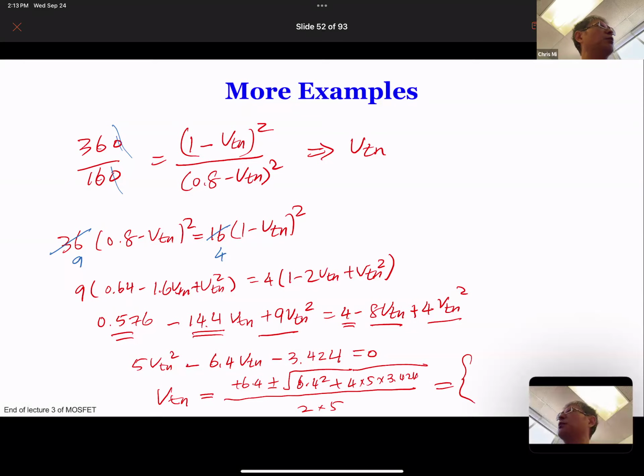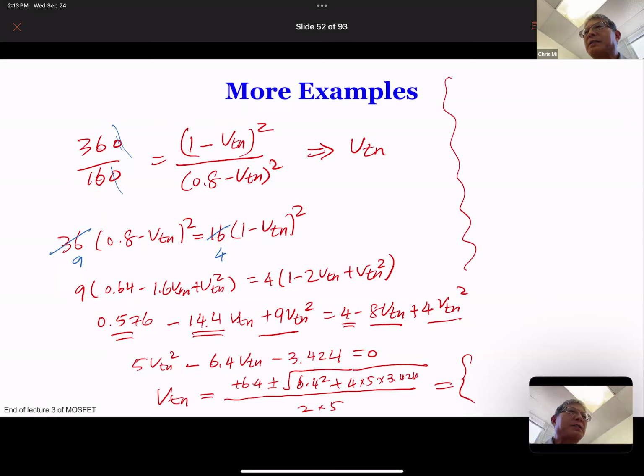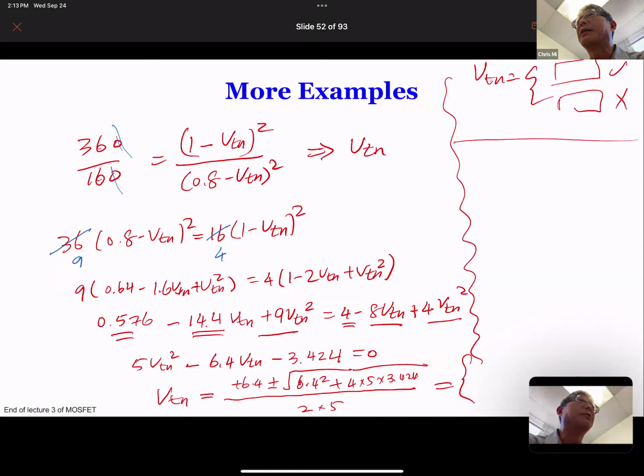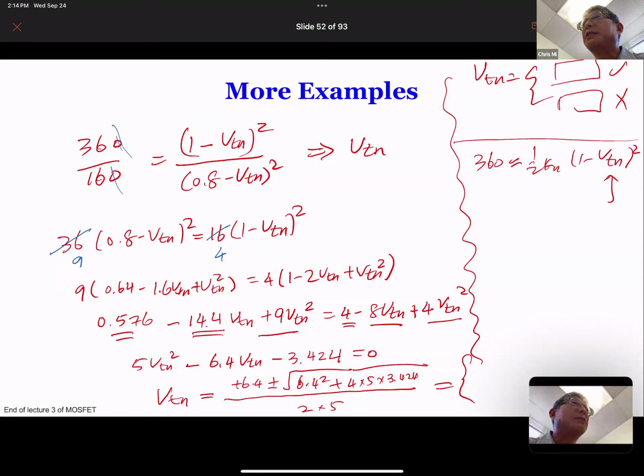Basically, only one of the values is going to be valid, because one of them is going to be incorrect. So once you get these 2 different values, I don't know exactly which it is going to be, but one of them is correct, the other one's incorrect. And then plugging VTN into any equation like this, 360 equals 1/2 Kn times (1 minus VTN) squared, you plug in this VTN, you can get Kn equal to 2 times 360 divided by (1 minus VTN) squared.